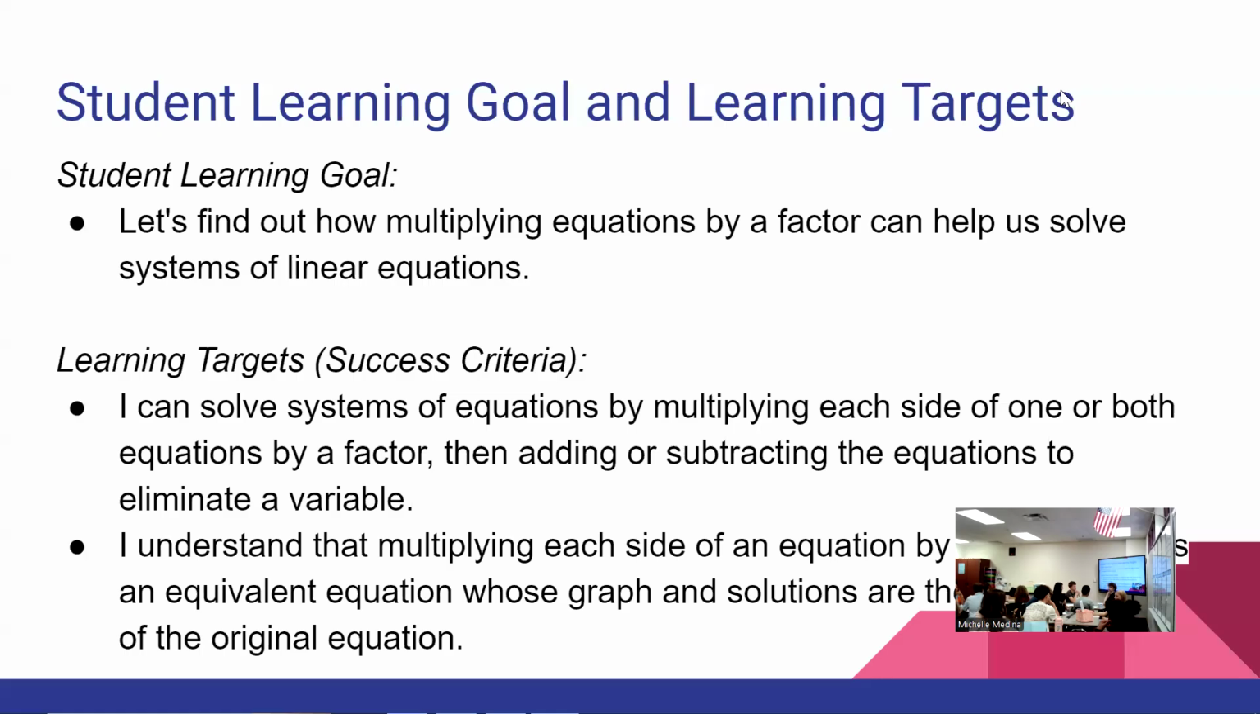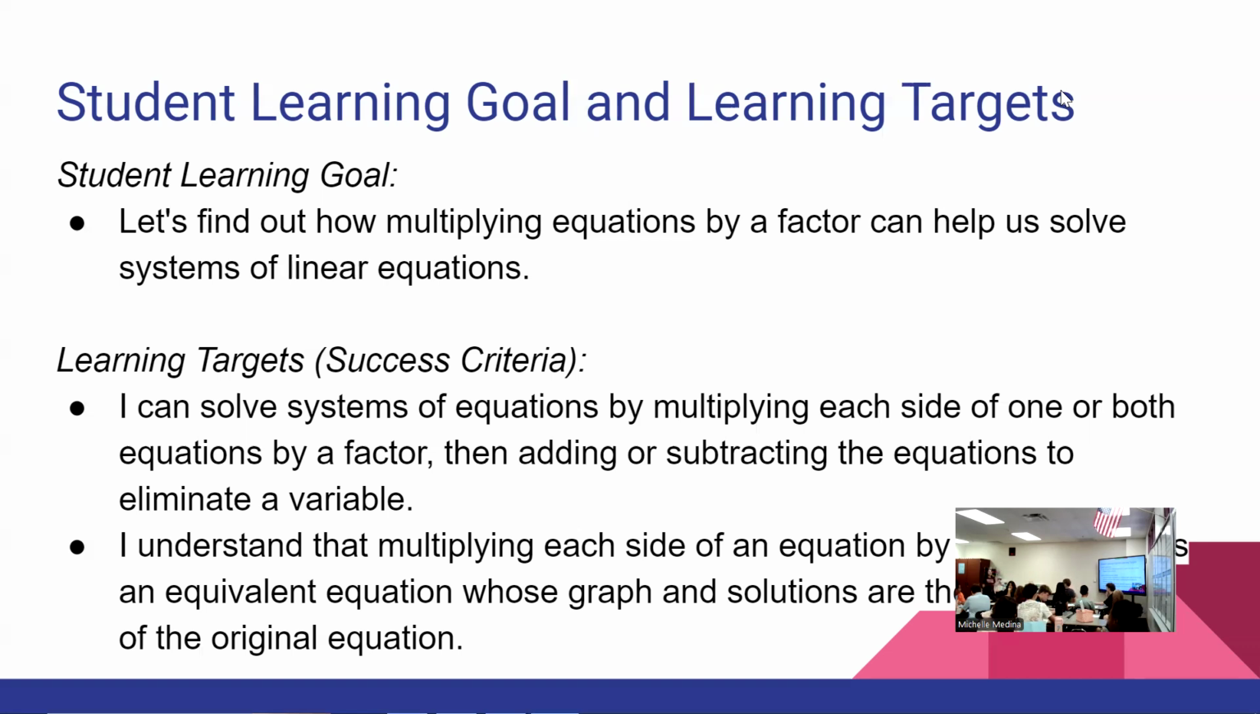So this is our second to last lesson of the unit. It is our day 2 of the elimination lesson. Yesterday was day 1 of that method. And yesterday's problems all were able to solve right away. So it was set up in a way that made it easy to eliminate. Today they're not necessarily already going to be set up that way, so you need to find out how multiplying equations by a factor can help us solve the system.